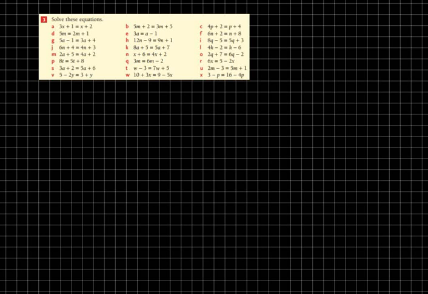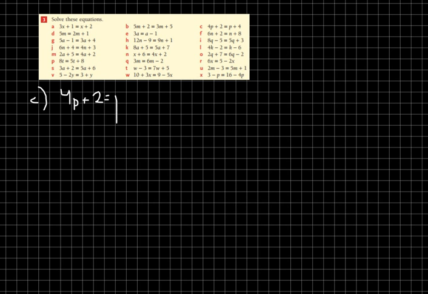Alright, now in this exercise we have to isolate the unknowns. So for that I'm gonna choose some exercises and you will have to solve the rest. Okay, and I'm going to start with exercise C, where we have 4p plus 2 equals 2p plus 4.